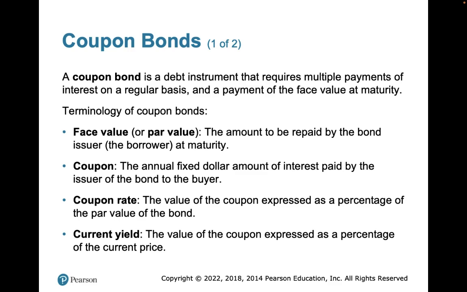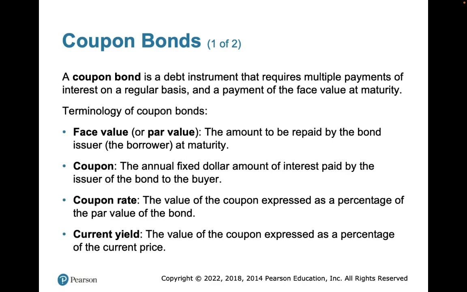Now we have the terminology of coupon bonds. It has face value, coupon rate, and current yield. These are all the terminology used with coupon bonds. The face value is the amount to be repaid by the bond issuer, which is the borrower, at maturity. The coupon is the annual fixed dollar amount of interest paid by the issuer of the bond to the buyer. The coupon rate is the value of the coupon expressed as a percentage of the par value of the bond. And the current yield is the value of the coupon expressed as a percentage of the current price.